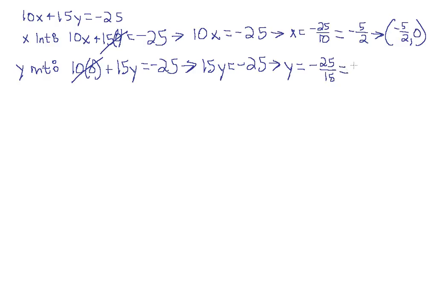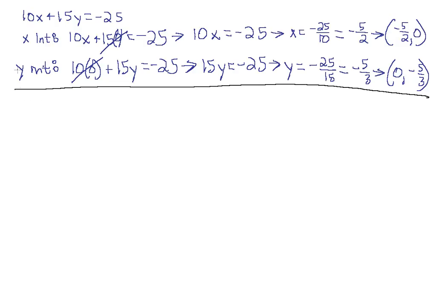We can simplify that by factoring out a 5 out of the top and the bottom. So we get minus 5 over 3. And the y-intercept will be 0 and minus 5 over 3. All right, I think we're getting the hang of this. Let's do a couple more.